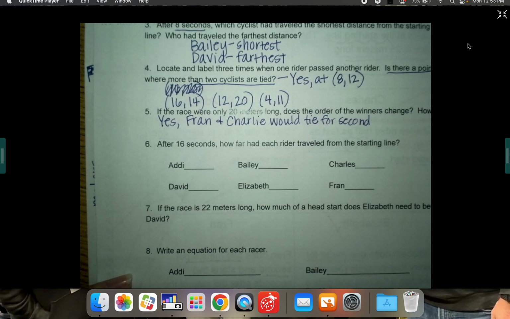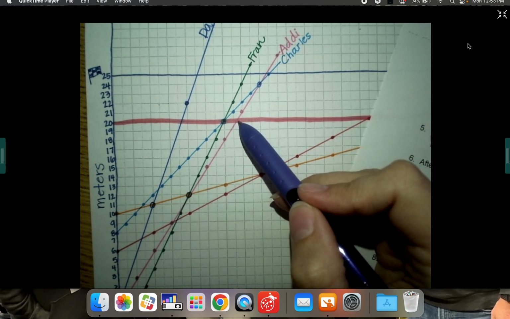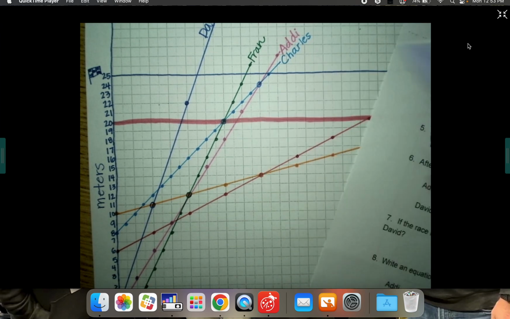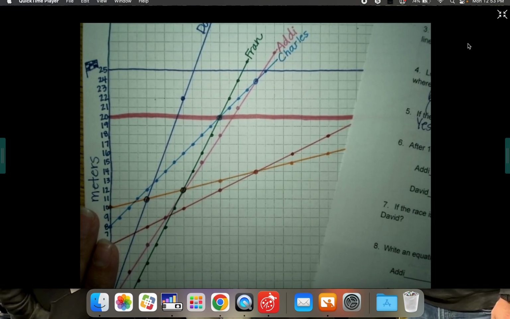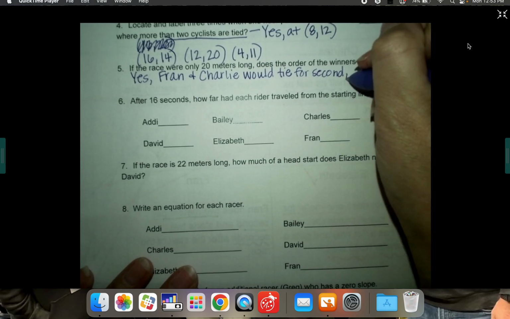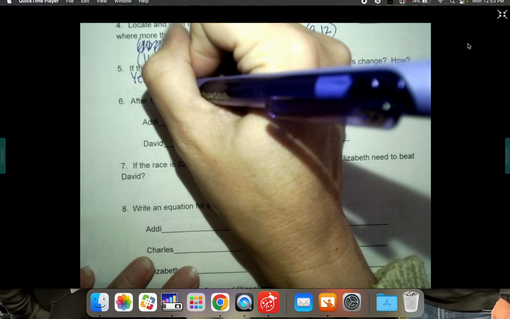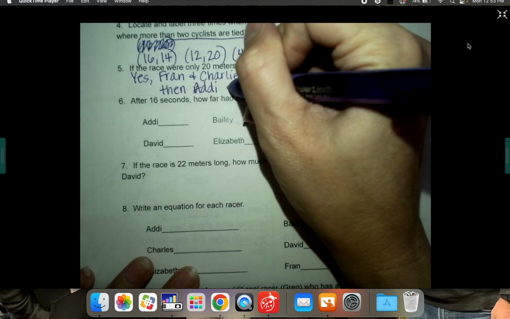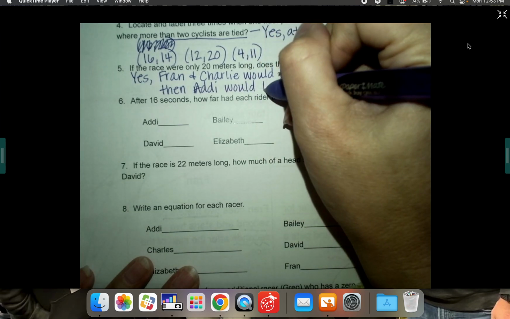And then actually my previous class and I argued about this. If two people tie for second, does this person then come in third or do they technically come in fourth? Hold up your fingers. Let me see how many of you think third and how many think fourth. Fourth, third, fourth. Okay, I'm going to let you put what you think. It would be Addie next. I'm just going to put would be next.